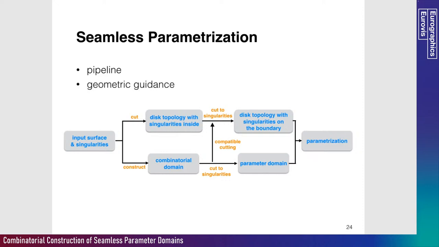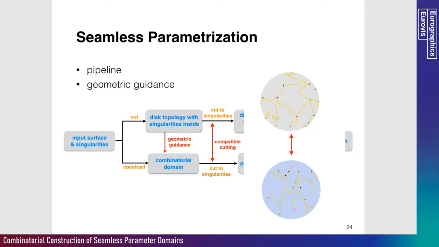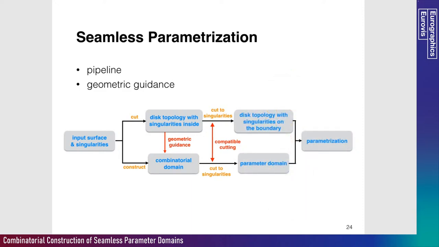In particular, we describe how the geometry of the input model can be taken into account to guide the combinatorial construction. We let it influence the metapolygon construction order and gluing choices, and we let it influence the cutting to the cones to get the final parameter domain. So while all crucial parts of the construction remain combinatorial to ensure reliability, we take geometry into account for soft guidance. This, to some extent, allows us to reduce distortion already of the initial parametrization.